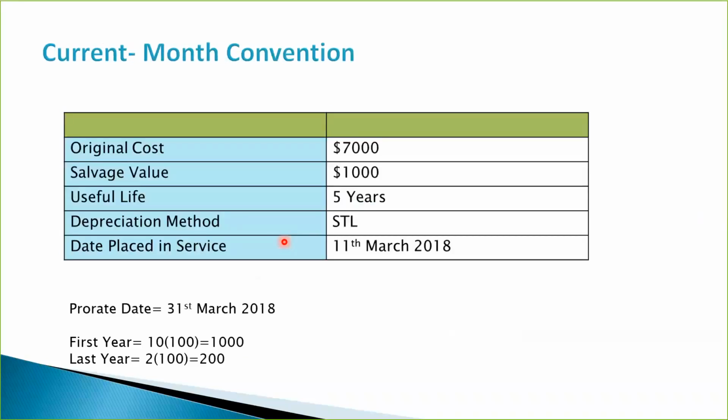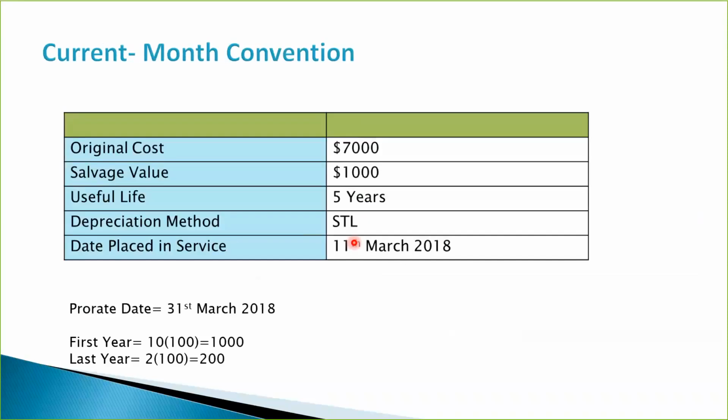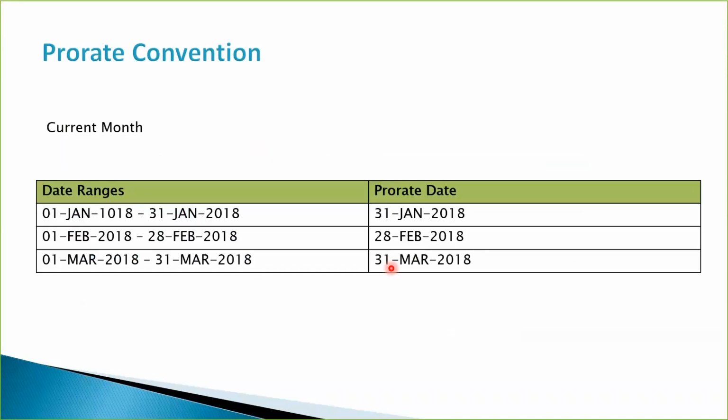What about if we are using the current month convention? The financial information is the same, including the date placed in service. But using the current month convention, which looks like this, we'll enter this date placed in service, all right? So according to a convention, the date placed in service will produce what prorate date? The prorate date produced will be 31st March, because that date placed in service falls in this range. So the prorate date is 31st March.